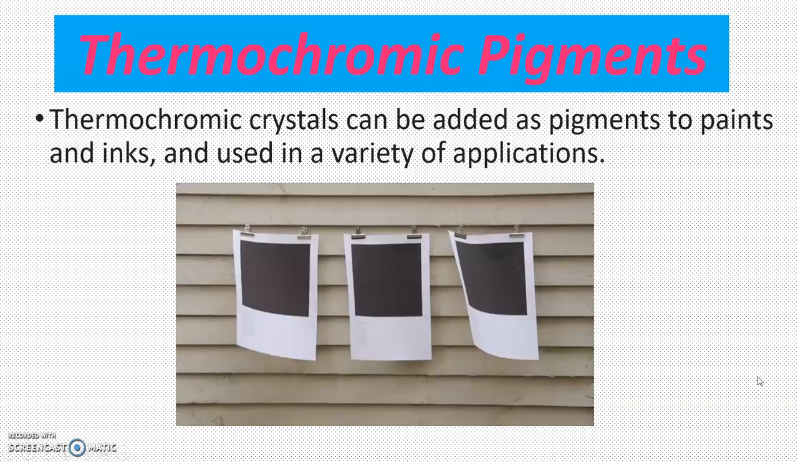So thermochromic crystals can be added to pigments, paints, inks, and they're used in a variety of applications. So I think this wee video just shows that the black can go to actually clear, so you'll be able to see through these sheets.